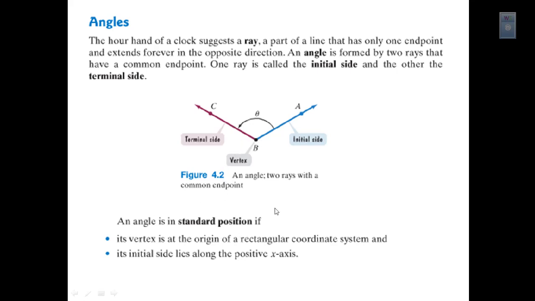An angle is in standard position, very important because we'll talk primarily about angles that are in standard position. Standard position means that its vertex is at the origin of the rectangular coordinate system. In other words, it's at 0, 0. And its initial side lies along the positive x-axis. Those are the two requirements for an angle to be in standard position.